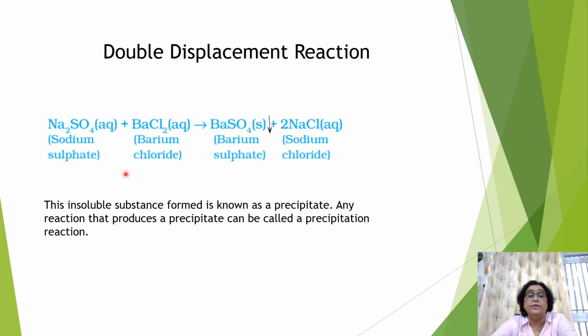So double displacement reaction, just now we saw sodium sulfate plus barium chloride gives you barium sulfate plus NaCl. So here an insoluble substance is formed, which is known as precipitate. So for barium sulfate, a downward arrow represents the precipitate, and any reaction that produces a precipitate is called precipitation reaction. So this double displacement reaction is also called precipitation reaction. Clear?